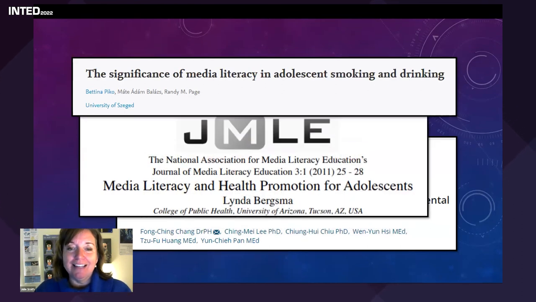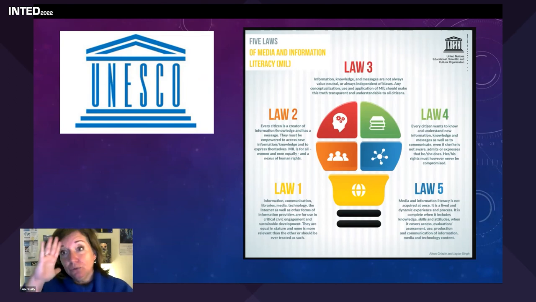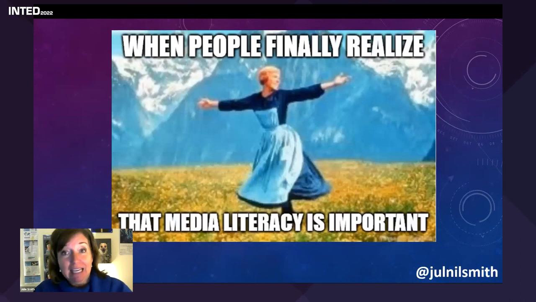And of course, this is from the National Association for Media Literacy Education Journal. So it's not objective, but it actually says that media literacy can help overall health for adolescents, not just physical based on fast food advertising, excuse me, but emotional health, because it changes the relationship that they have with the media. UNESCO has actually claimed that media literacy education is a human right, which I think is fascinating. They refer to media literacy as information literacy, and it's six of one, half dozen of another. This is me when people finally realize that media literacy is important.